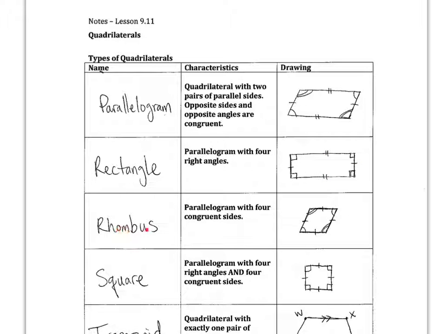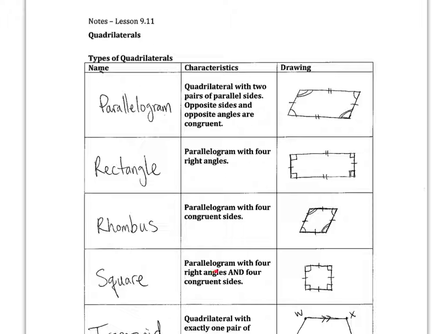A rhombus is a parallelogram with four congruent sides. So it is the same as a parallelogram in that the opposite angles are equal, and each of its sides is congruent.